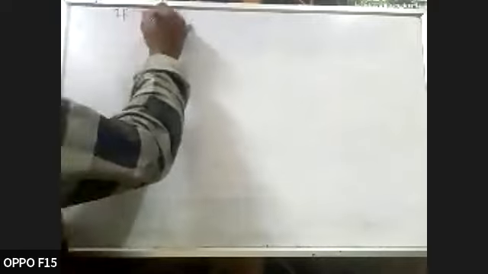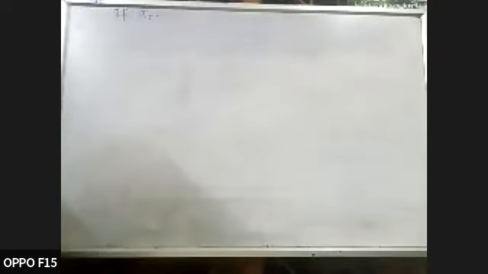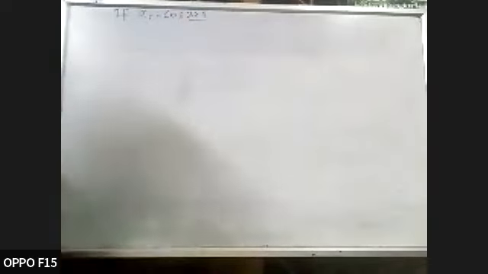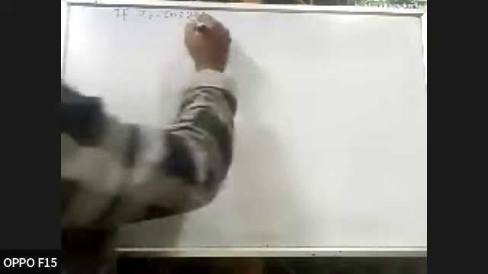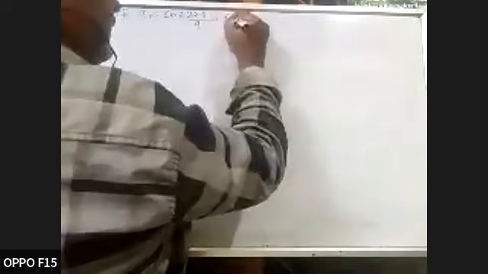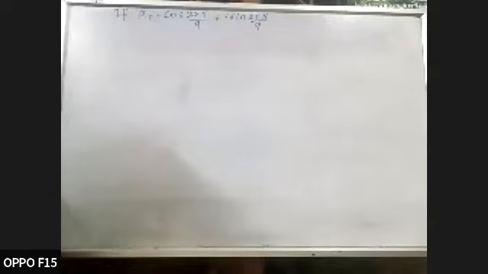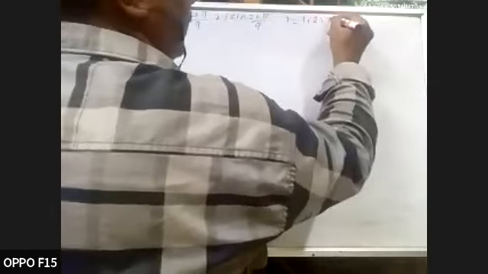If a suffix r is equals to cos 2r pi divided by 9 plus i sin 2r pi divided by 9, where r is equals to 1, 2, 3 and so on.